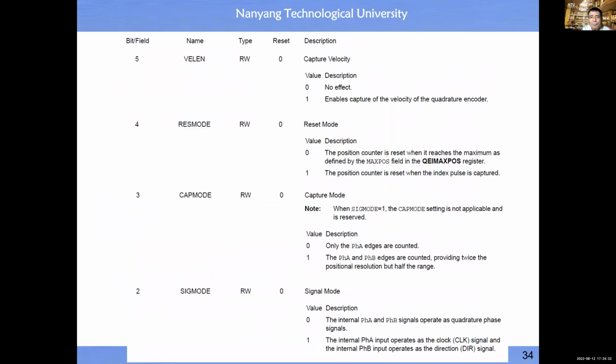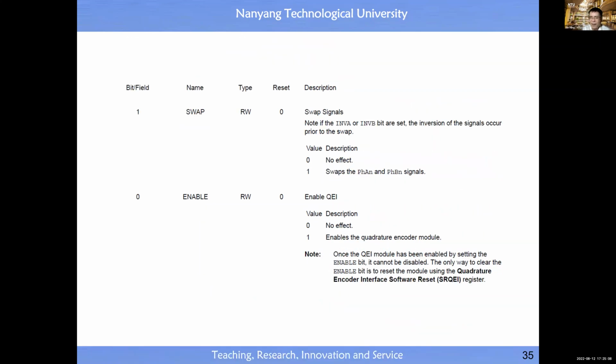The capture mode by default is edge, only one signal, because when you do the counting you just use a single signal. Actually, you can use 2 signals to double the resolution, so both signals will trigger the counting. You have this flexibility. This one is to reset: once you set the right one, just reset the position counter to be 0. The rest I already told you.